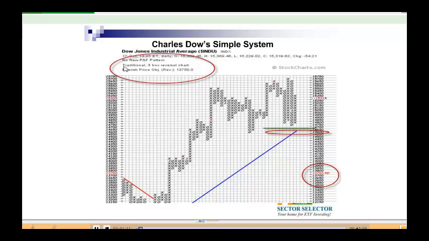The blue line there is the bullish support line. So that would indicate that it'd be like the 200-day moving average in regular charting. So we're in a longer-term bull market and on a shorter-term sell. So that's where this market currently stands regarding the Dow.